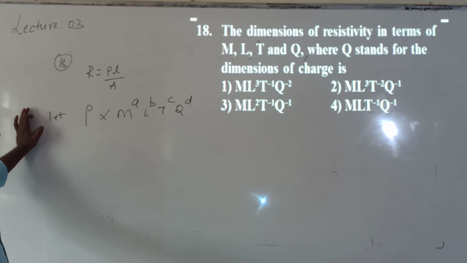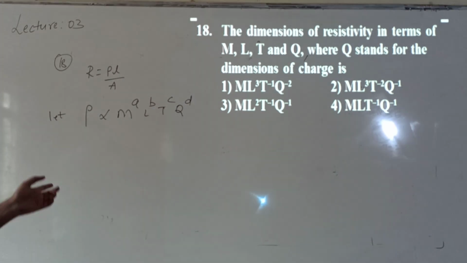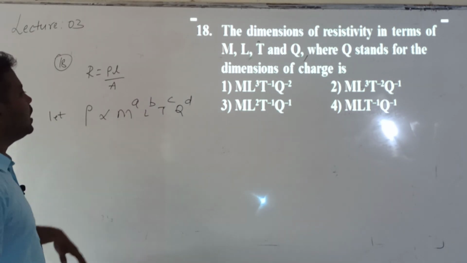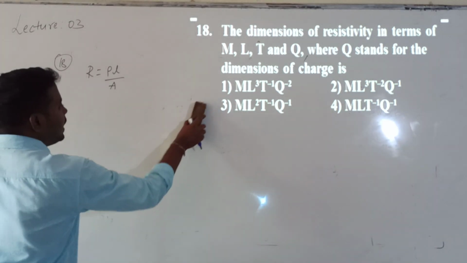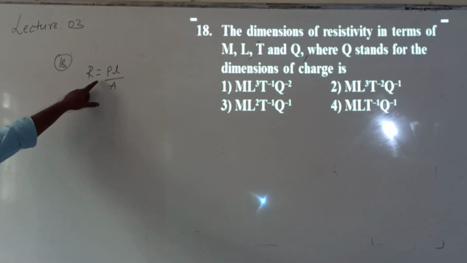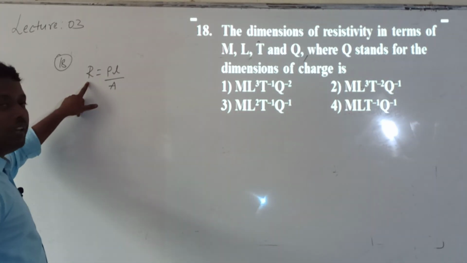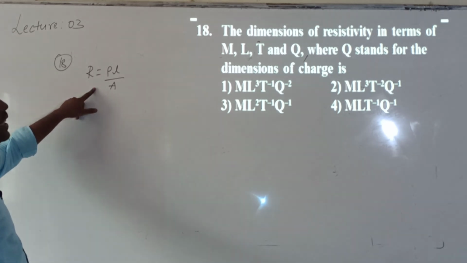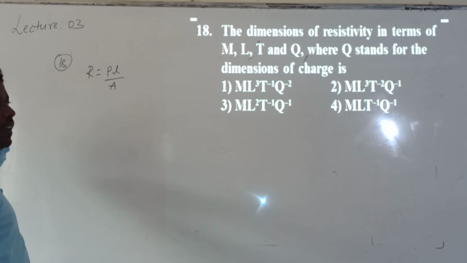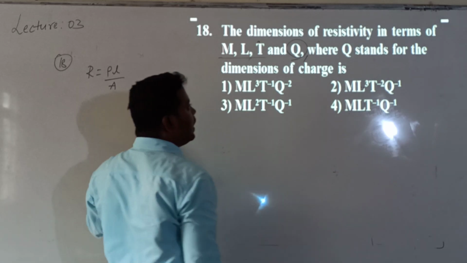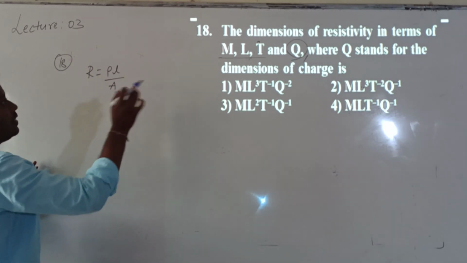What are they asking us to calculate? One drawback here is that we cannot derive this, because more than 3 terms are there. So instead of deriving this, I will express the dimensional formula of resistivity in terms of mass, length, time and charge. Here mass, length, time are the fundamental quantities, but charge is not fundamental. But we will express it as they are asking.